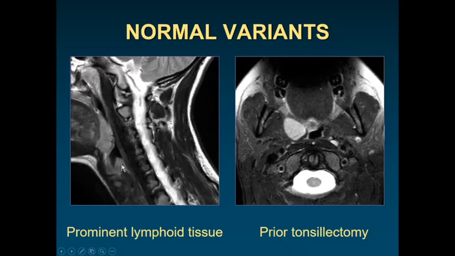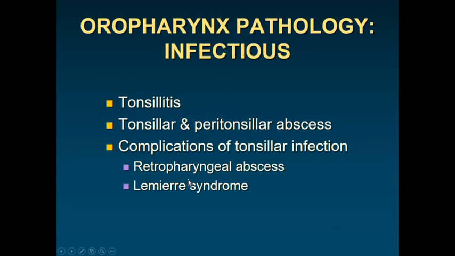And there's just another example of lymphoid tissue on the sagittal. Let's transition and talk about pathology. So one of the most common things we'll see, and primarily I'm going to focus on infections and neoplasms, since that's primarily what we're dealing with when it comes to imaging.